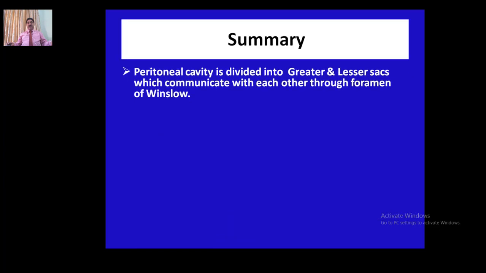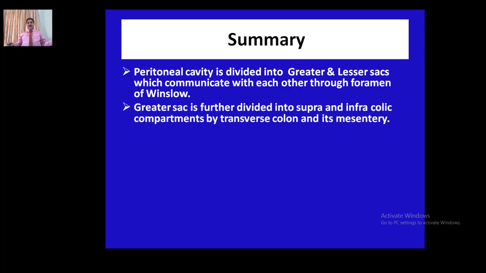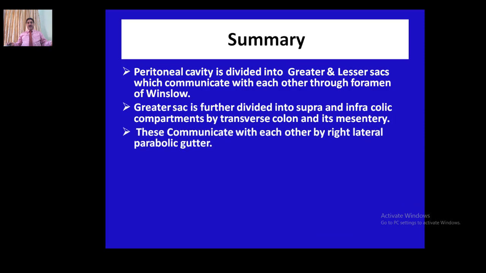I want to summarize my lecture as peritoneal cavity is divided into greater and lesser sacs. These sacs communicate with each other through foramen of Winslow. Greater sac is further divided into supra and infracolic compartments by transverse colon and its mesentery. The supracolic and infracolic compartments communicate with each other by right lateral paracolic gutter, but not through the left lateral paracolic gutter. There are four intraperitoneal subphrenic spaces: right anterior, right posterior, left anterior, and left posterior.